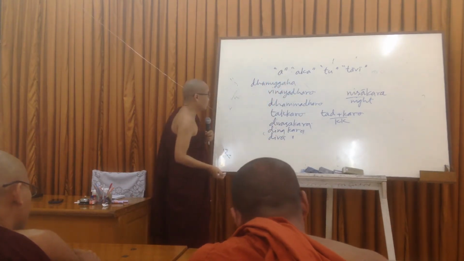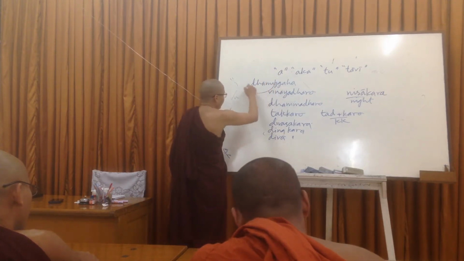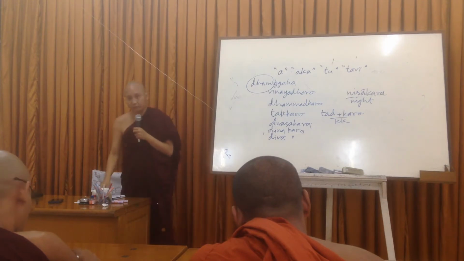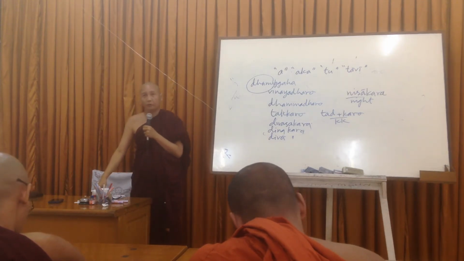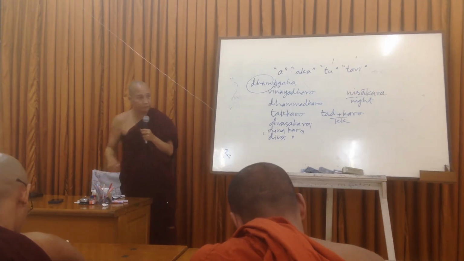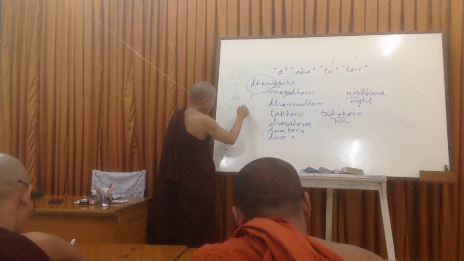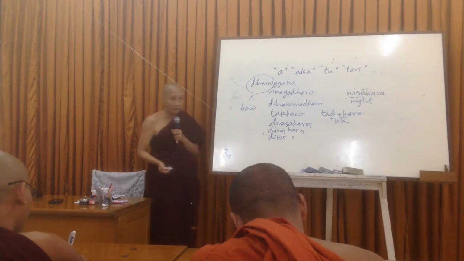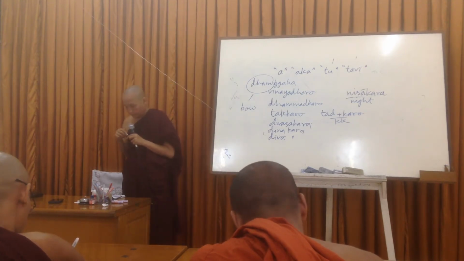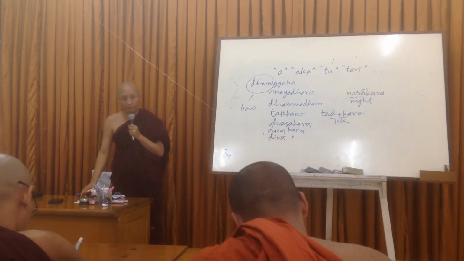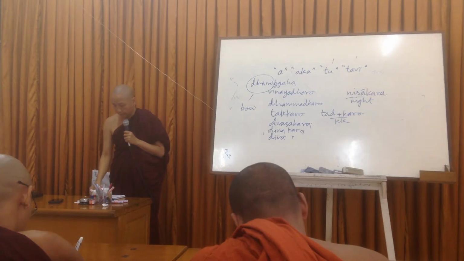Now the next one is Dhanukha. Dhanu means the bow. Dhanu is the bow. So Dhanukha, an archer, is called Dhanukha.